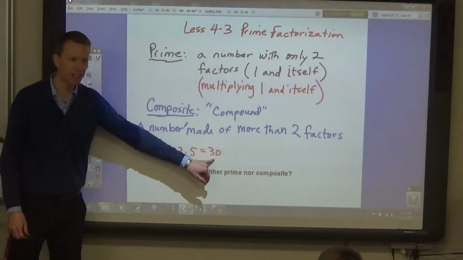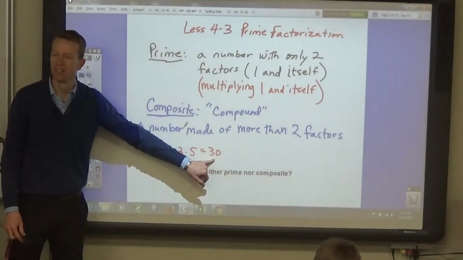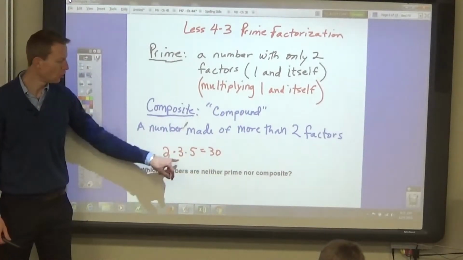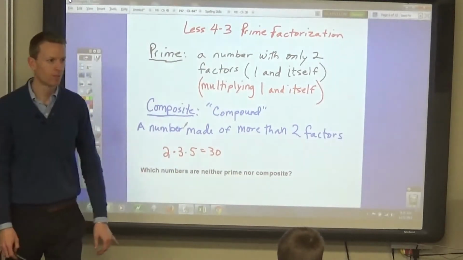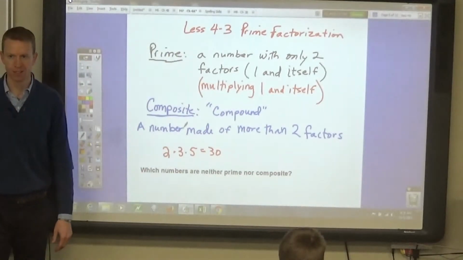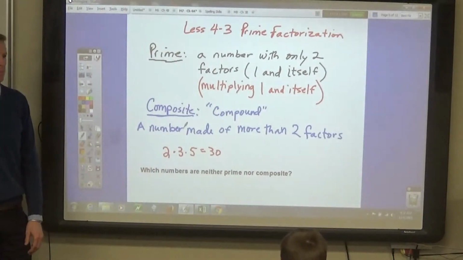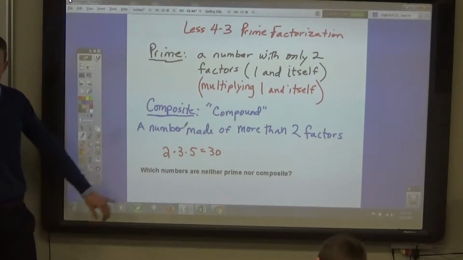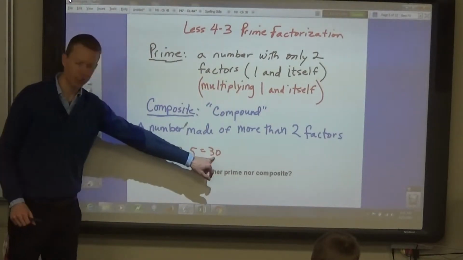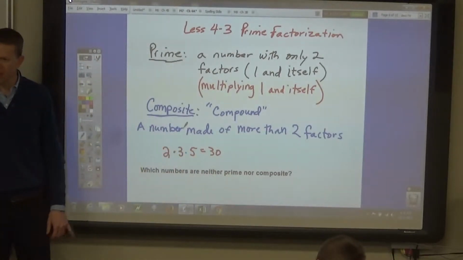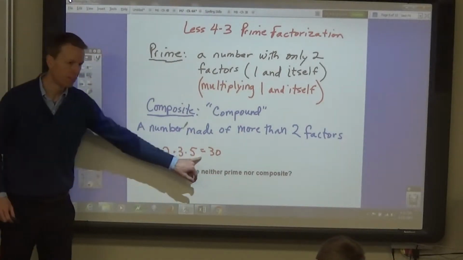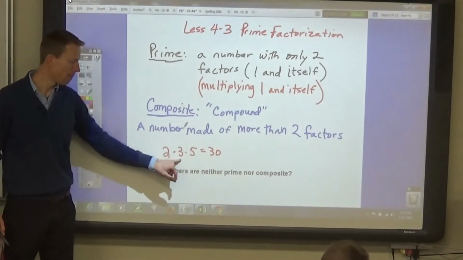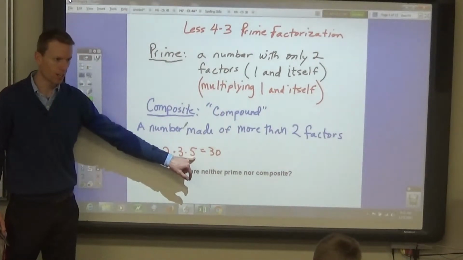So is 30 composite or prime, Laura? It's composite because you make 30 by using 2, 3, and 5. Okay? What are 2, 3, and 5? AJ? 30. No, what are they? Factors. What kind of factors? Prime. They're prime factors. These are prime factors that make 30. Right? And so this is the formula for making 30 using prime factors. That's why this is called the prime factorization, which is what we're talking about today.